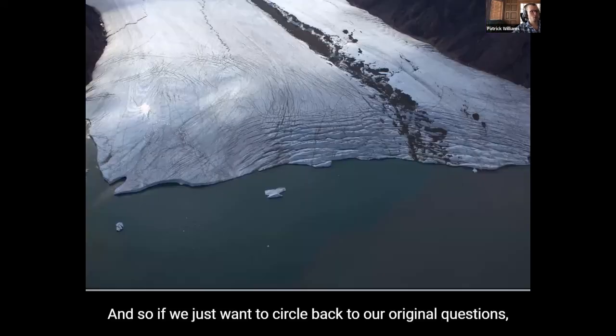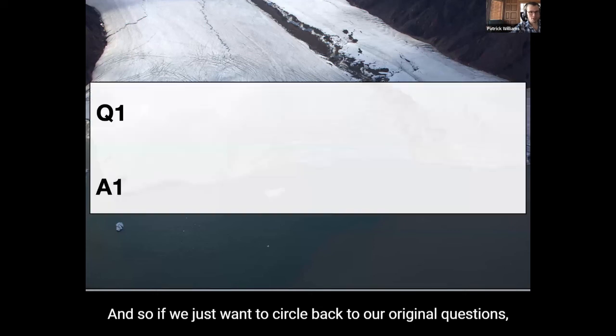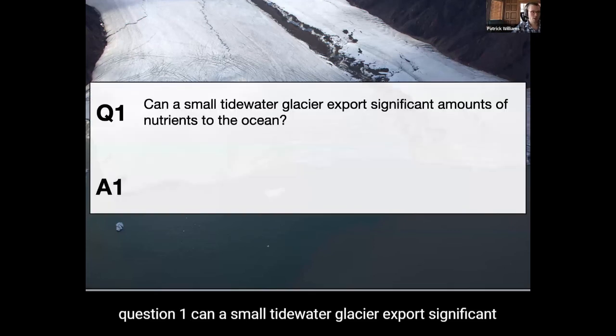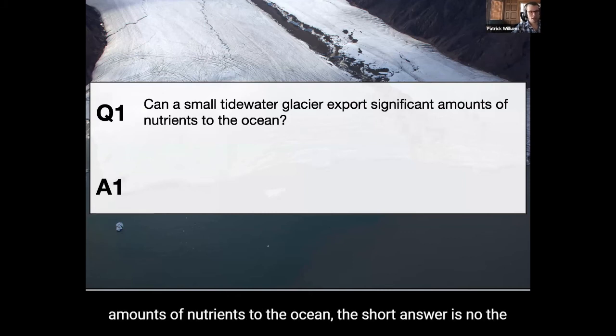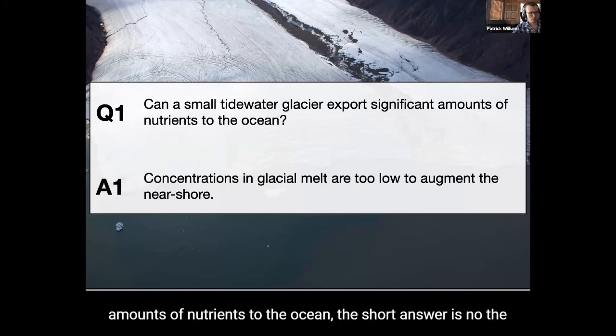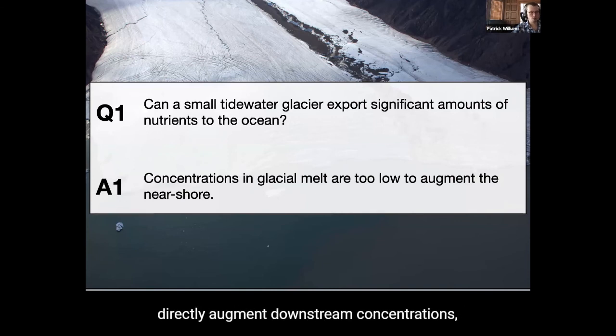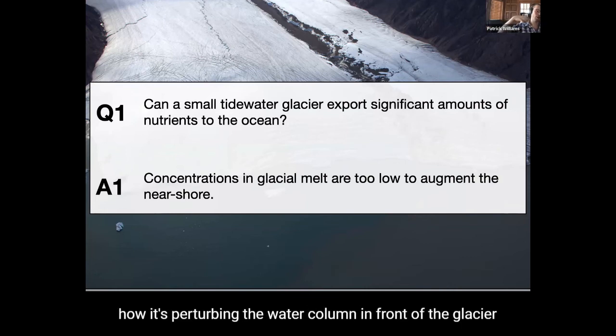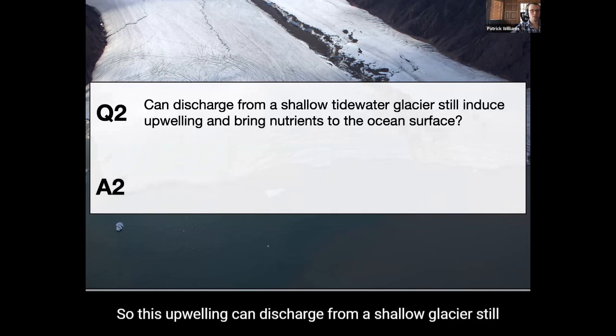And so if we just want to circle back to our original questions, question one: can a small tidewater glacier export significant amounts of nutrients to the ocean? Short answer is no. The concentrations in glacial melt are going to be too low to directly augment downstream concentrations. It's what that water is doing in the ocean and how it's perturbing the water column in front of the glacier that matters here, right?